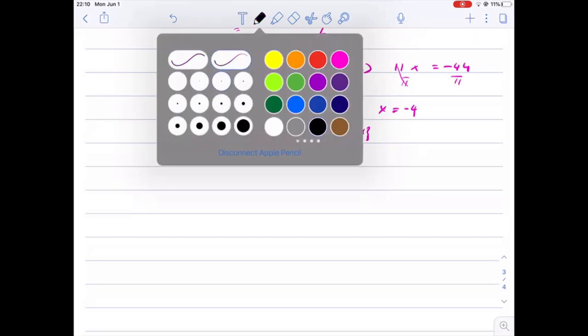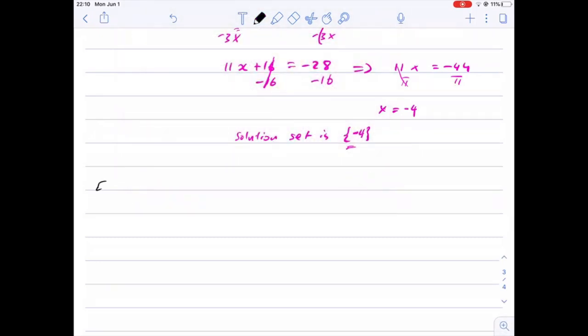Now, by looking at linear equations, we have three types of equations. We have the identity equation. That means the equation is satisfied by any number. For example, 3 times x plus 1 equals 3x plus 3.